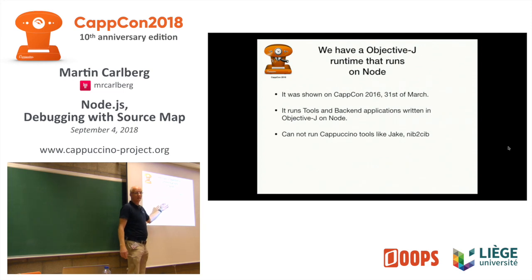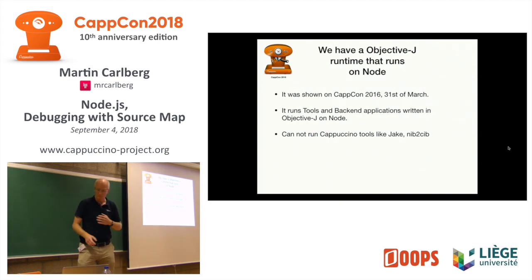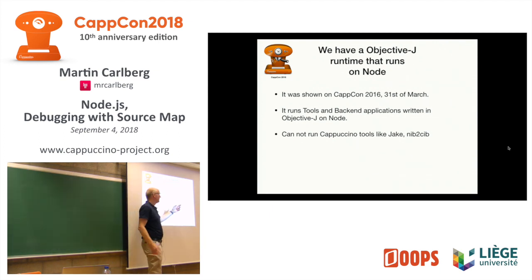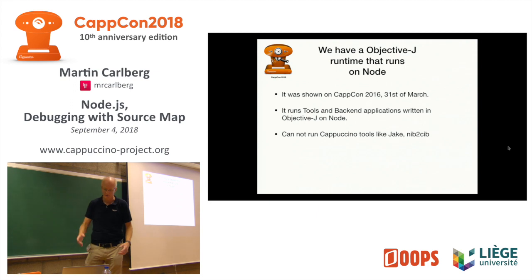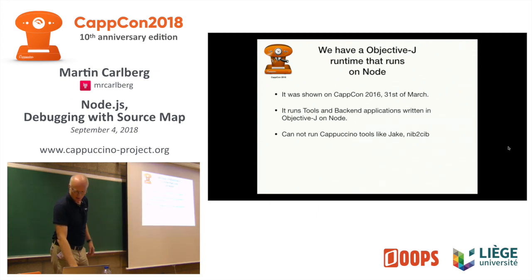One problem with it: you can't run the Jake and nib2zib tools at the moment. Work can be done so we can run those tools too, but it's a lot of work because Jake and nib2zib and all that use some special functions, so you have to put some work into looking at each tool and so on, so it takes some time.